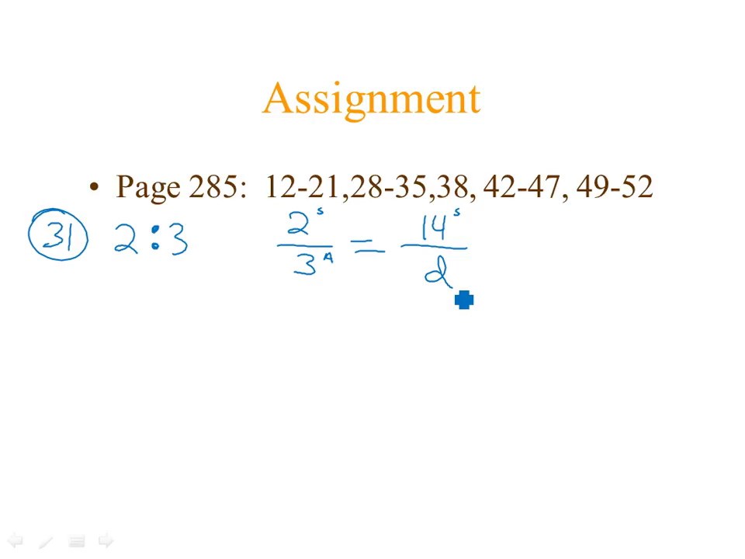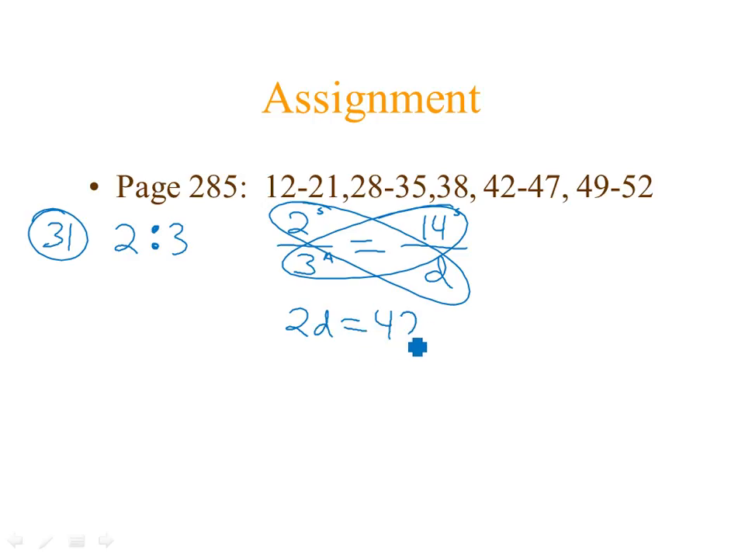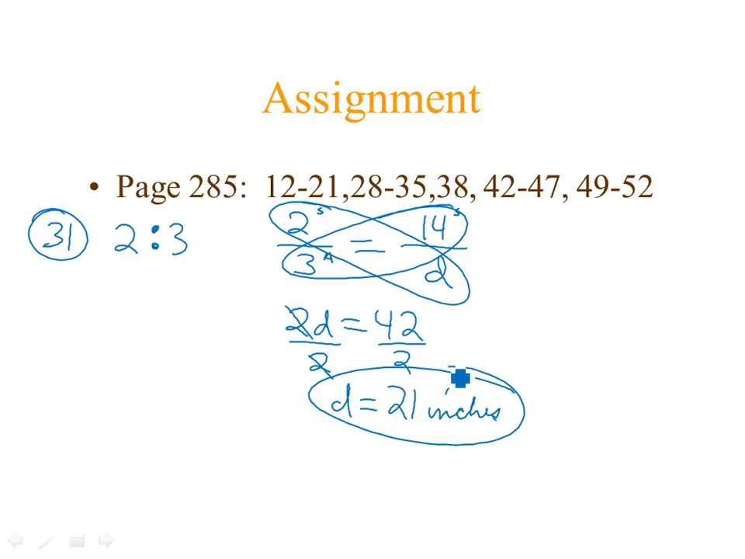All right? What do we do there? Cross multiply. You got to be able to set these up. 2 times D is 2D. 3 times 14 is 42. Divide by 2. What do we get? 21. And our units were in inches. So the dog's going to be 21 inches. Find me another one.